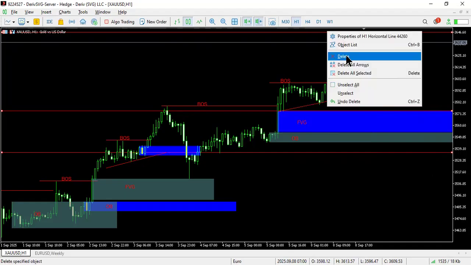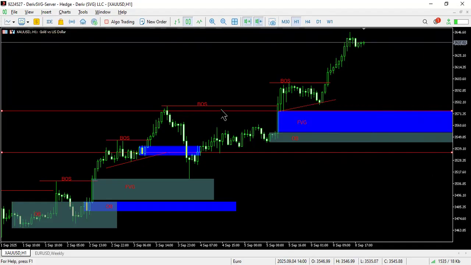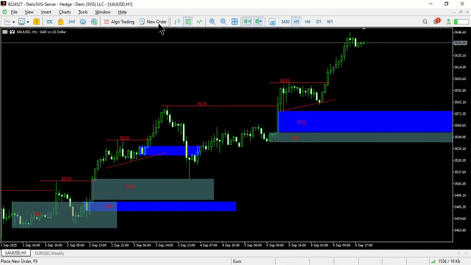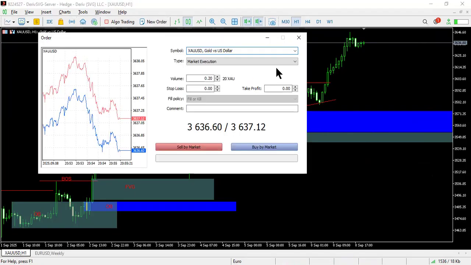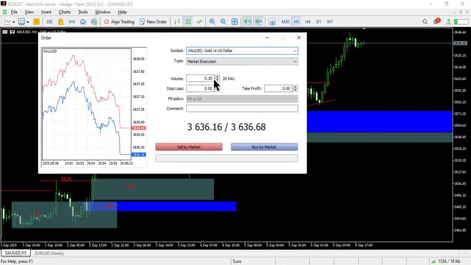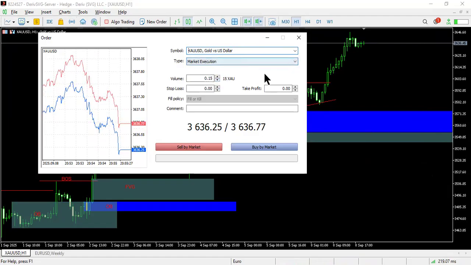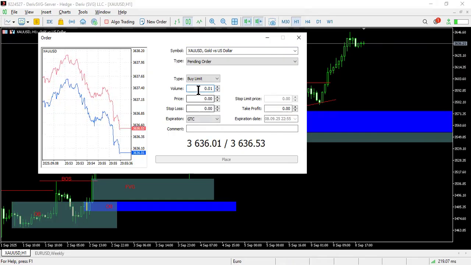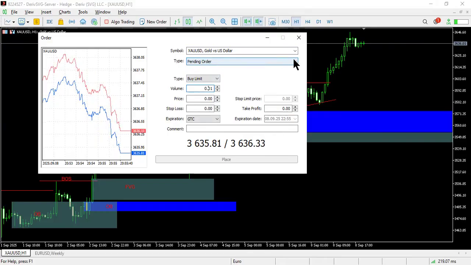Let me remove these horizontal lines. These are just to guide me to be able to get the coordinates. So it's going to be a buy limit on gold. And because gold is very volatile, even with 0.01, you can still make quite some good profits.